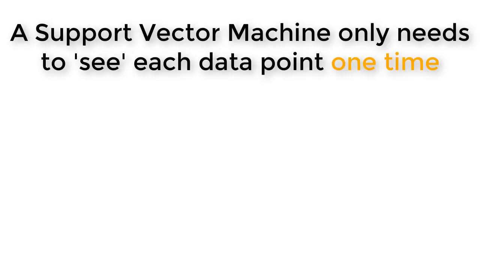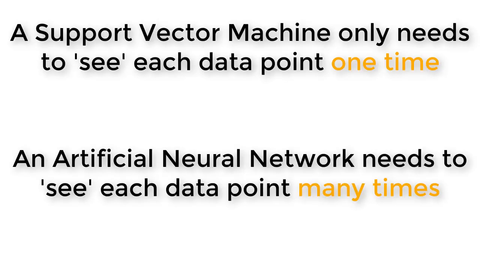With a support vector machine, we only need to show the learning algorithm all of the data one time in order to get the hyperplane which optimally separates the data. But with artificial neural networks, we have to show the network the same data many times. That's because the learning process in an artificial neural network is iterative.